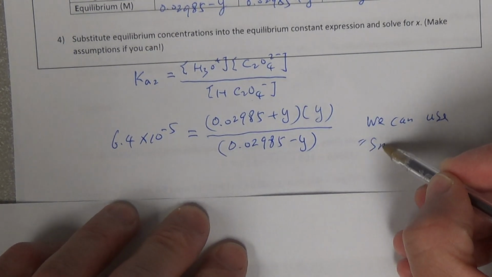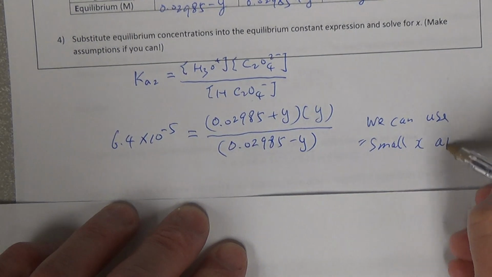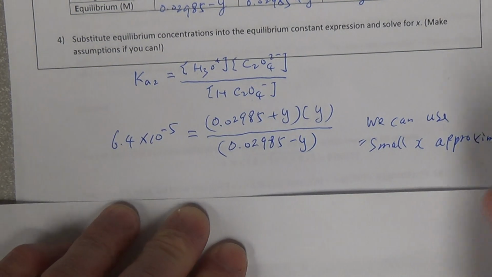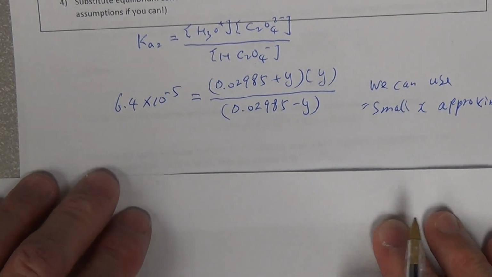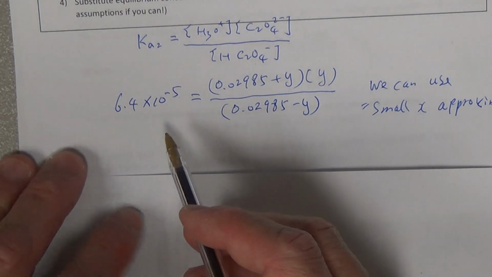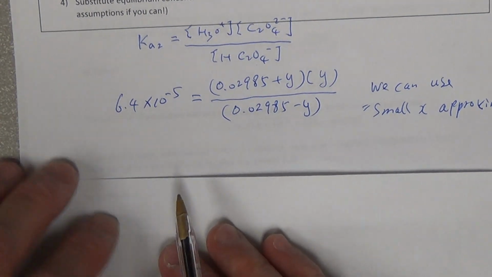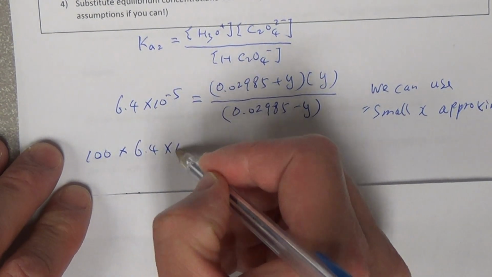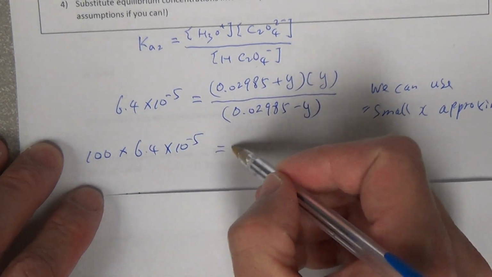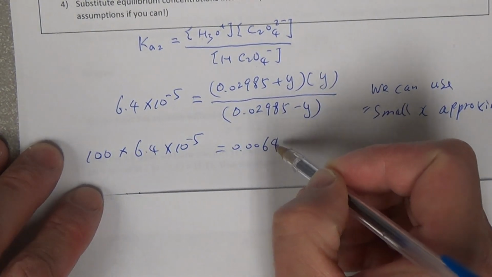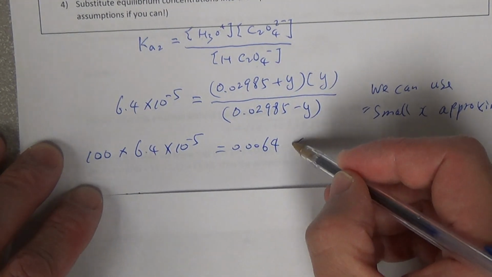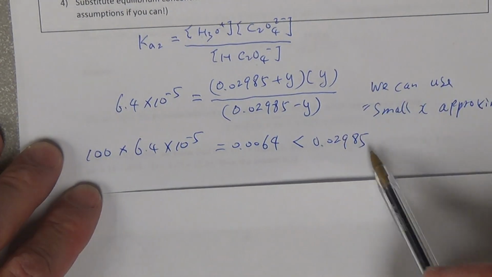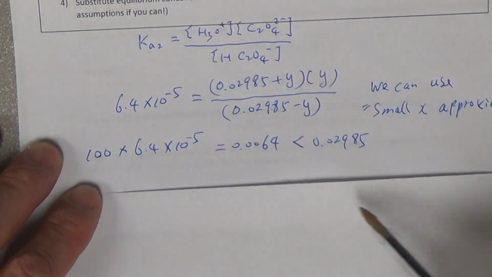We call that the small x approximation. Why? Because this Ka is very small. If we take this Ka times 100, so 100 times 6.4 times 10 to the negative 5, we get 0.0064, which is smaller than 0.02985, the initial concentration of the beginning acid.